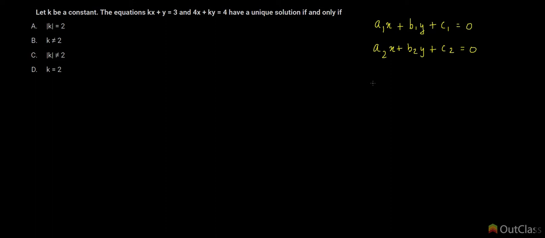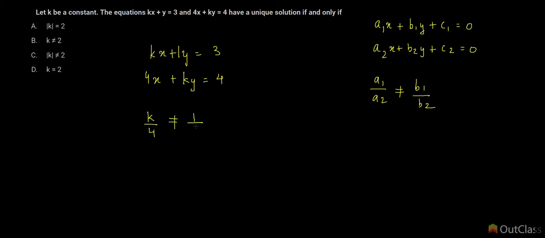Three conditions exist. You can either have zero solutions or infinite solutions or a unique solution. The unique solution happens when a1 by a2 is not equal to b1 by b2. So here our equations are kx plus y is equal to 3 and 4x plus ky is equal to 4. This is 1y. And we want k by 4 to be not equal to 1 by k. This gives you k square not equal to 4, which gives you k not equal to plus or minus 2, which you could rephrase as mod of k not equal to 2, which would be the third option.